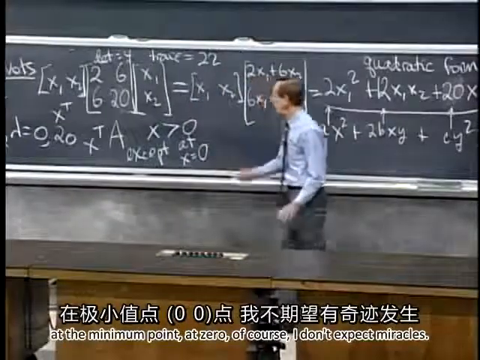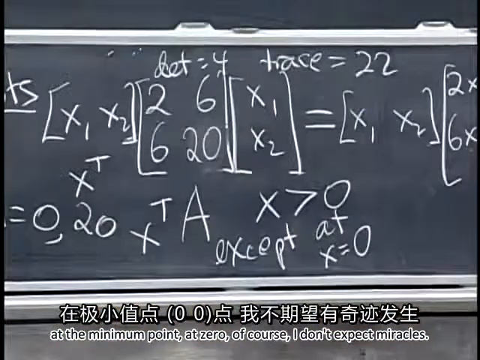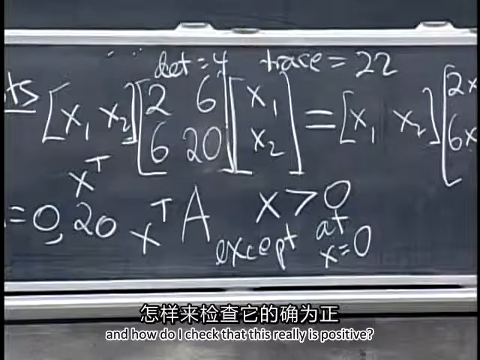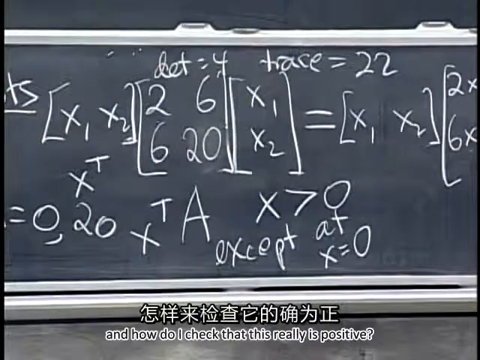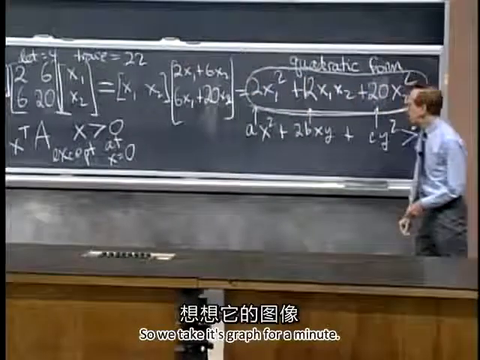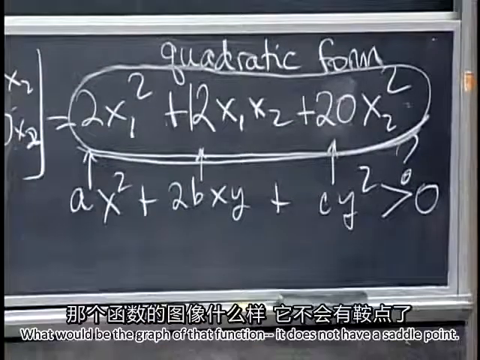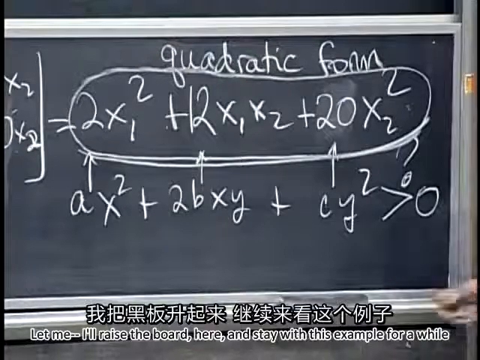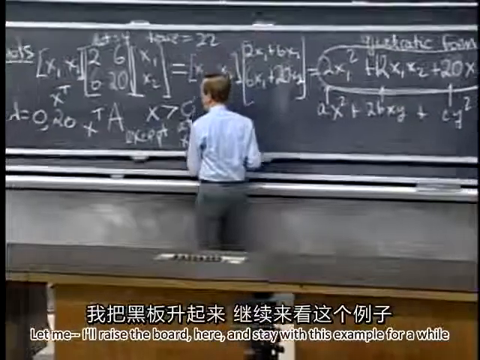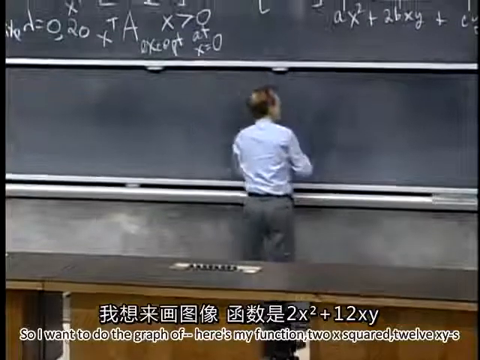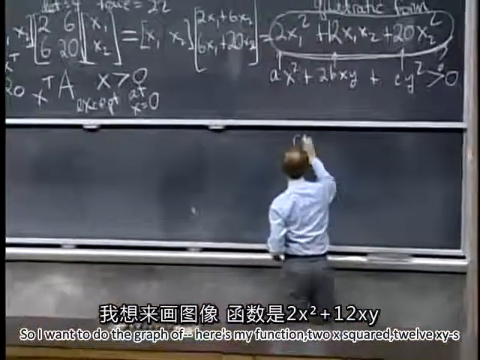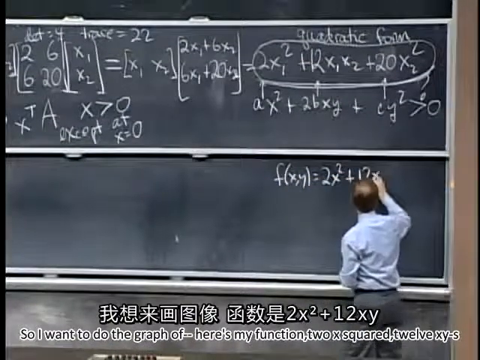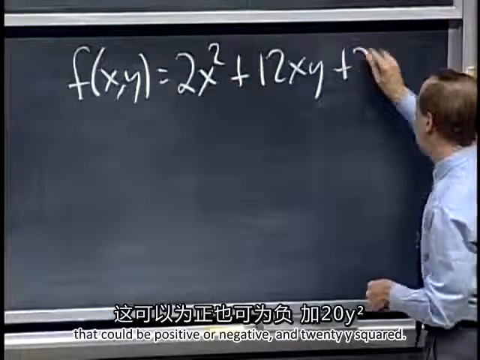Of course, I don't expect miracles. So what does its graph look like? And how do I check that this really is positive? Shall we take its graph for a minute? What would be the graph of that function? It does not have a saddle point. I'll raise the board here and stay with this example for a while. So I want to do the graph of, here's my function, 2x squared, 12xy, that could be positive or negative, and 20y squared.